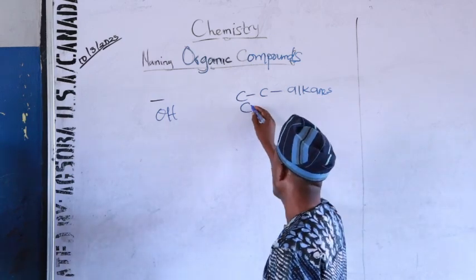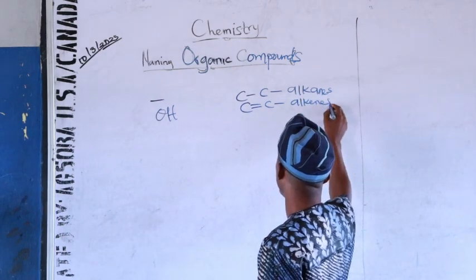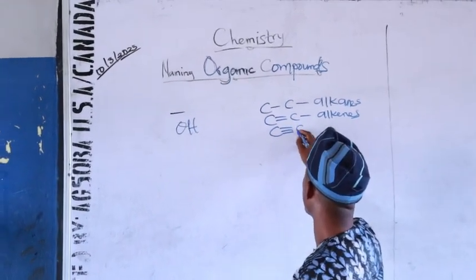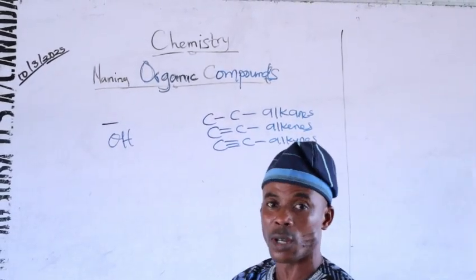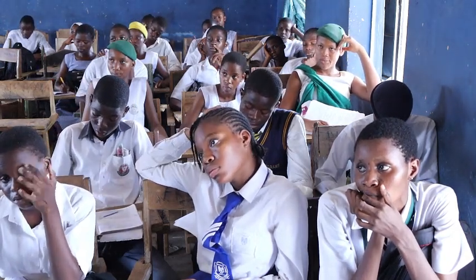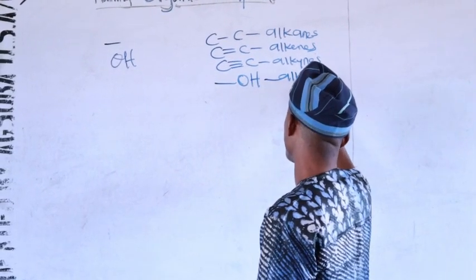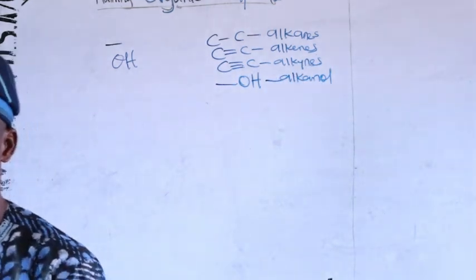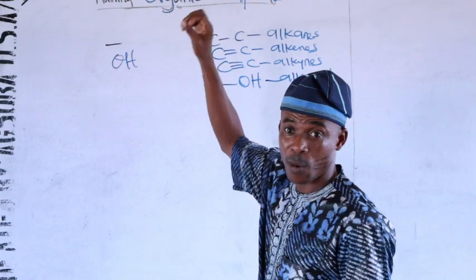If we have carbon to carbon double bond between hydrocarbon, we say the hydrocarbon is what? Alkene. So if we have the carbon to carbon triple bond between the hydrocarbon, is referred to as what? Alkyne. If you have OH attached to the group, it becomes what? Alkanol. So that means all alkanols will contain carbon, hydrogen, and OH. Because this will help us if we want to name the organic compound.